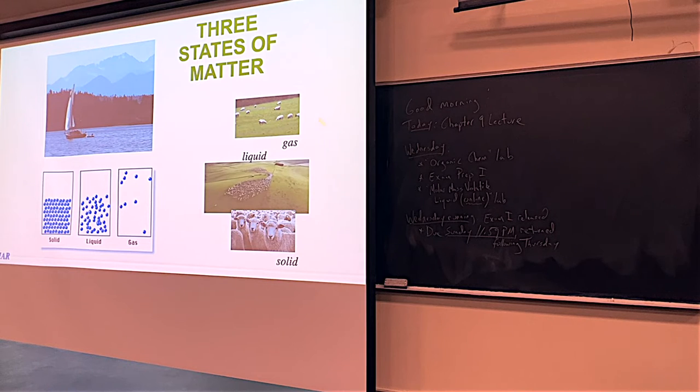If you don't like the sheep, this is a picture from the Olympics by Olympia. I like it because it's about as good a way as you can capture all three phases in a photograph. Up in the mountains, that's snow, which is basically solid water. The sailboat is on liquid water. And blowing the sailboat, although that's a lot of other gases, there is some water vapor inside. So this is a fun picture that shows all three phases, maybe not gas as well.